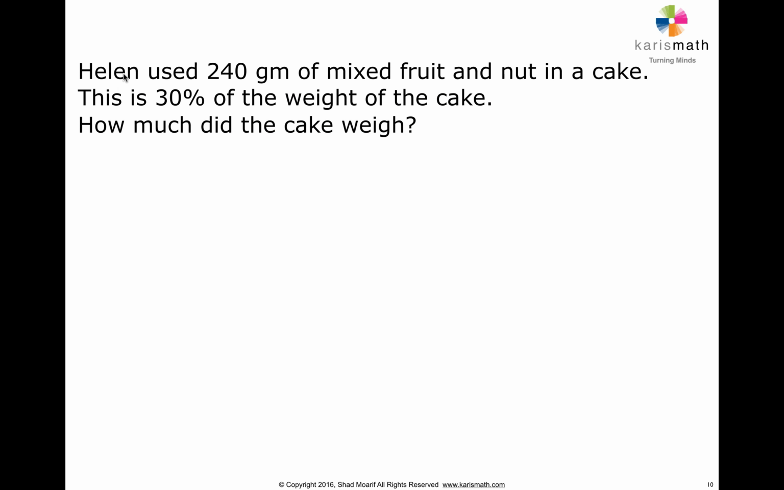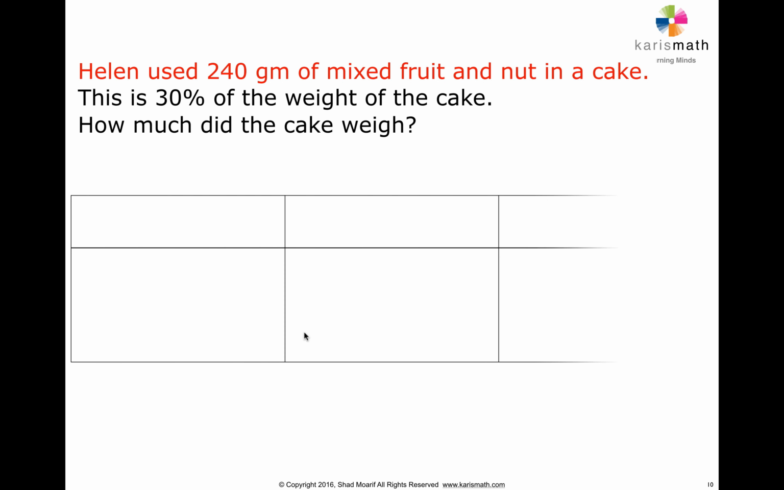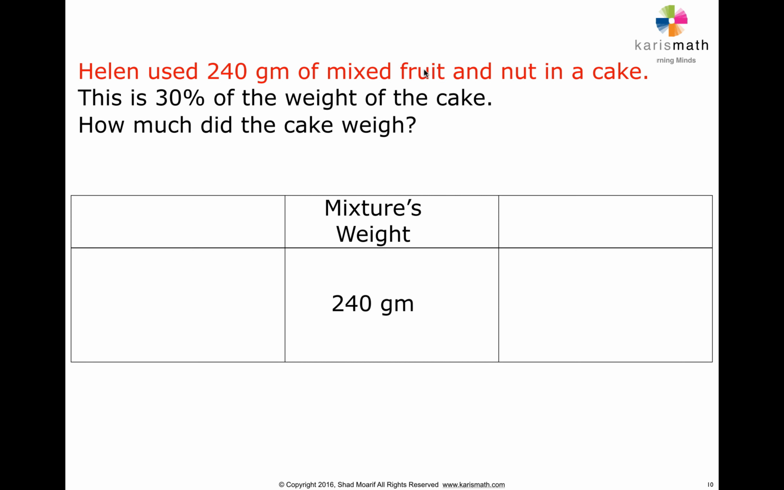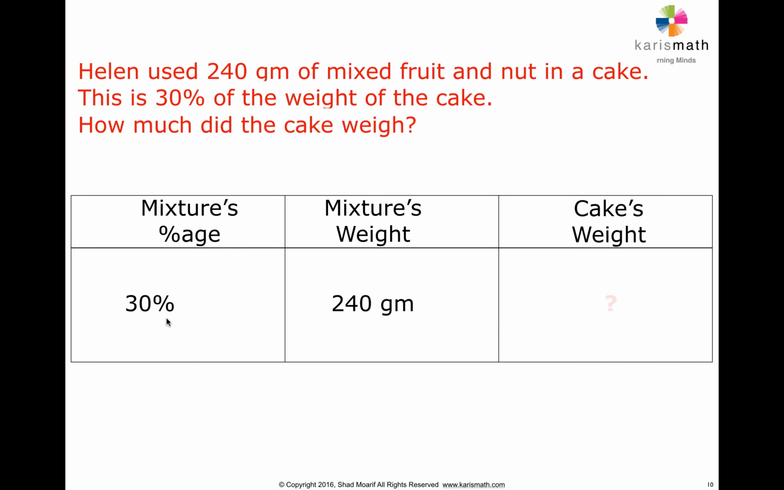So is this one. Helen used 240 grams of mixed fruit and nut in a cake. So her cake has fruit and nut in it, around 240 grams of fruit and nut in it. Now, this is 30% of the actual weight of the cake. Of course, the cake weighs more than 240 grams, but the fruit and nut is 30% of the weight of the cake. So we can record it this way. The mixture's weight, the mixture of fruit and nut, is 240 grams. That's given. And it's 30% of the weight of the cake. We don't know what the weight of the cake is, but we know that the mixture is 30% of the weight of the cake. We don't know what this is, but it's 30% of that. And that should be equal to 240 grams.